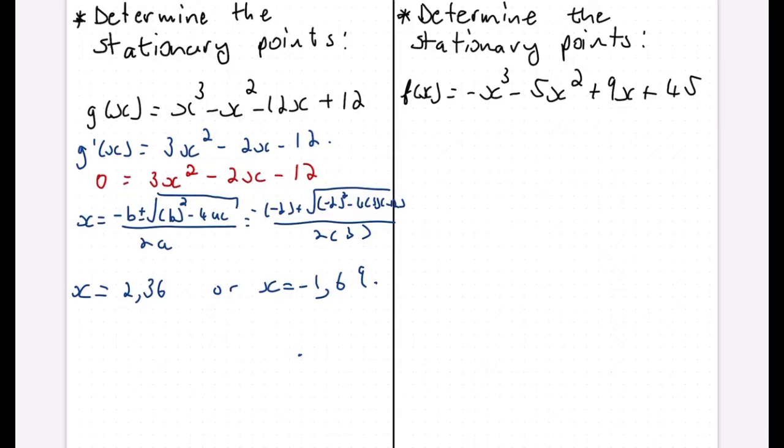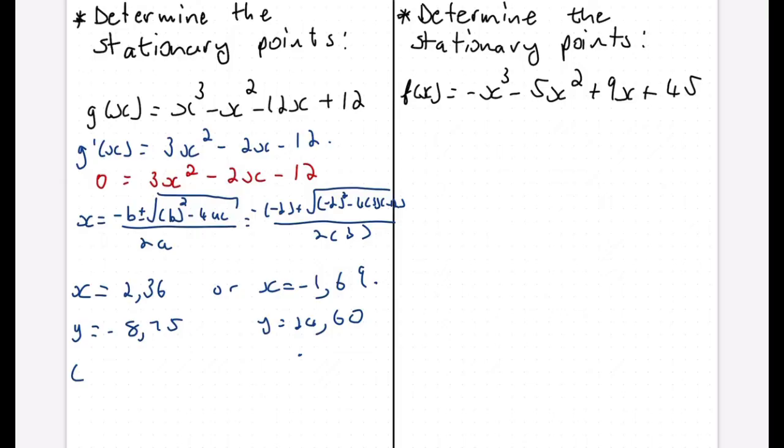To find the y value of the stationary points, you can go ahead and plug the x values into this parent equation. Pause the video, give that a try. You should get, on this one, a y value of negative 8,75. On this one, a y value of 24,60.